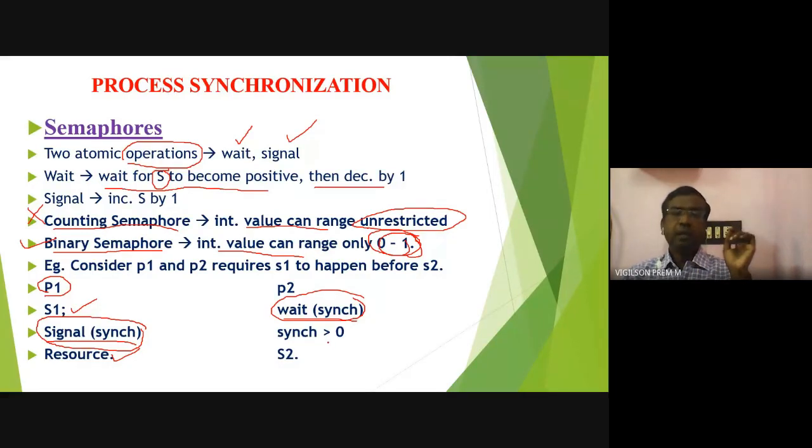Now it will check whether more resources are available or not, that is, whether synchronization is greater than 0 or not. Then it will take the value of its semaphore.